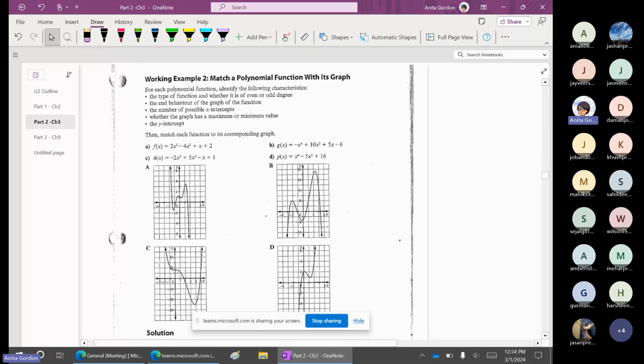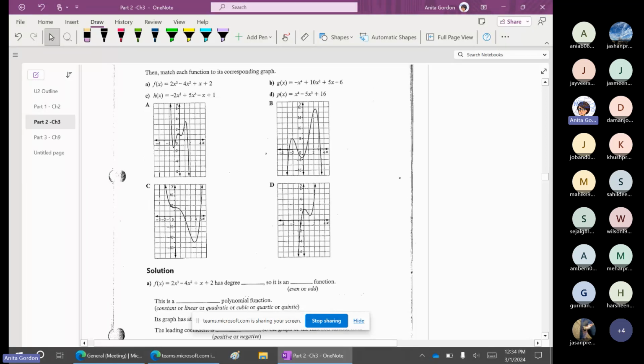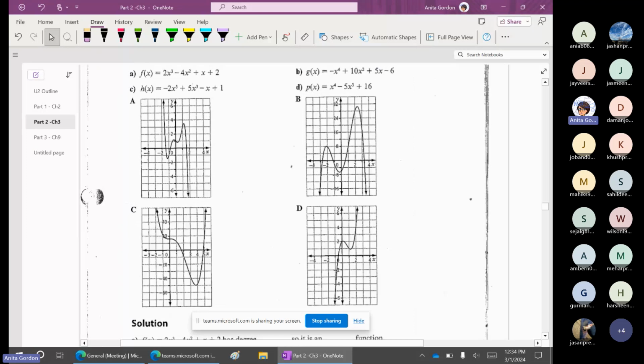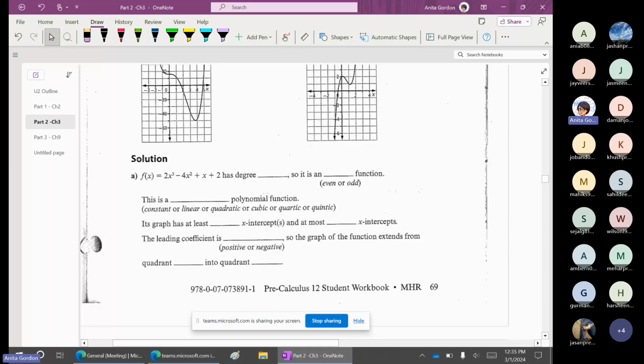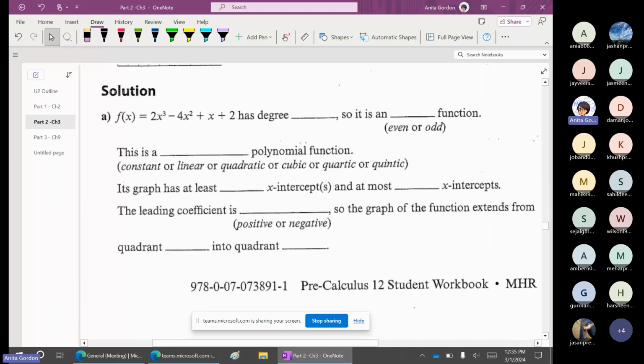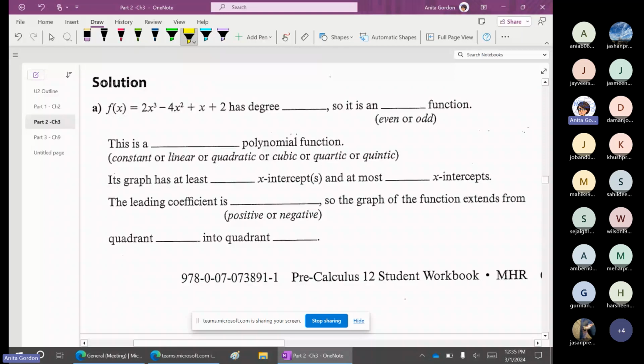So on this page, this is the one I'm going to do with you. The first one, I'll let you do the rest on your own. I have given you 4 equations and 4 pictures, but they are not matched up correctly. We have to investigate each equation and identify some key features. So look at the first equation here. What is my degree? 3.